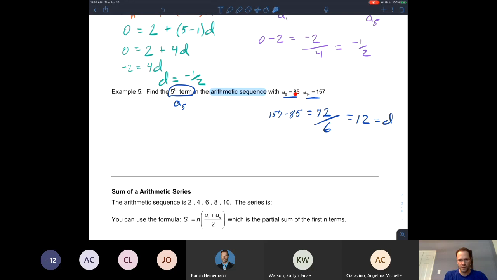So if I subtract 12 once, that gives me the 7th term. If I subtract 12 again, that gives me the 6th term. If I subtract 12 again, I get to the 5th term. So I can just subtract 3d to get to the 5th term. That's how you might do this mentally.